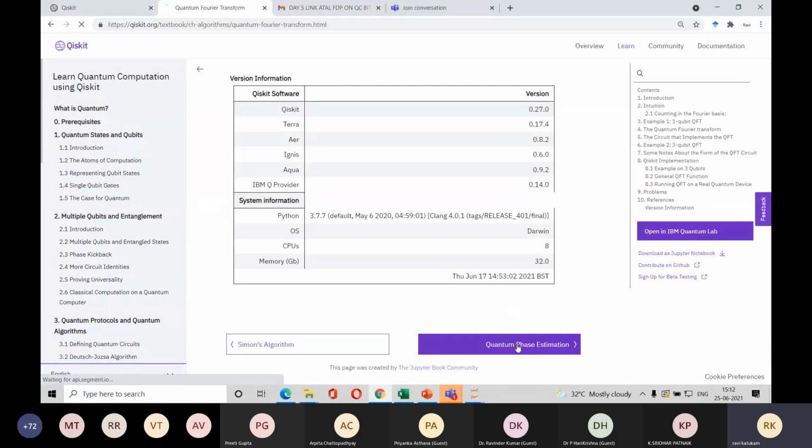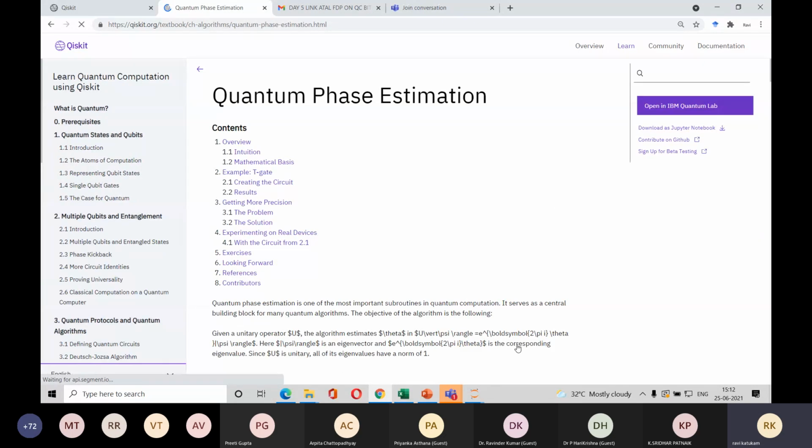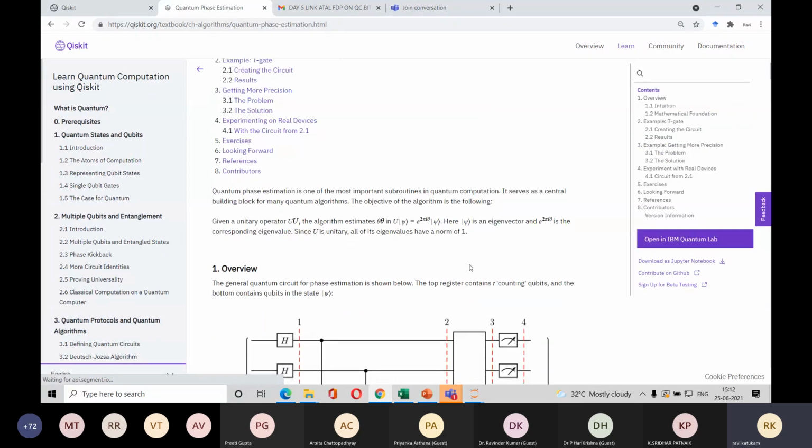Then you have quantum phase estimation. Quantum phase estimation is one of the most important subroutines in quantum computation. It serves as a central building block for many quantum algorithms.